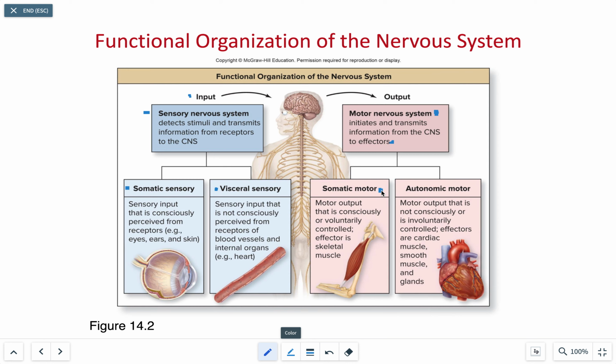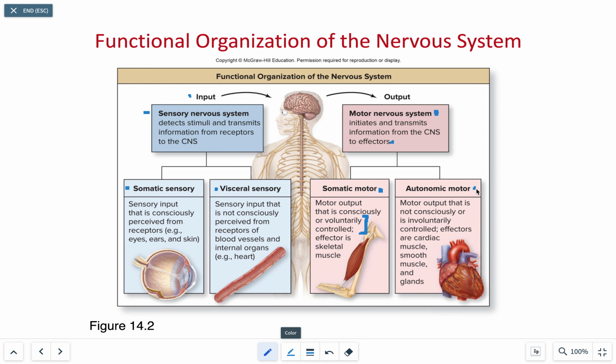The first one is a somatic motor, and this is the motor output that is consciously or voluntarily controlled, and that's probably the most important aspect. Usually their effector is going to be a skeletal muscle, but again, it's under conscious control.